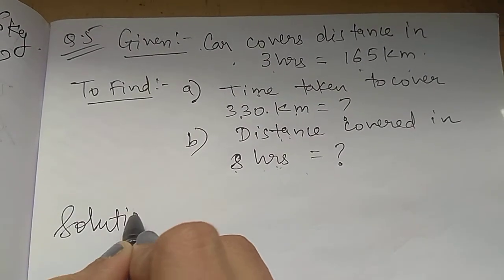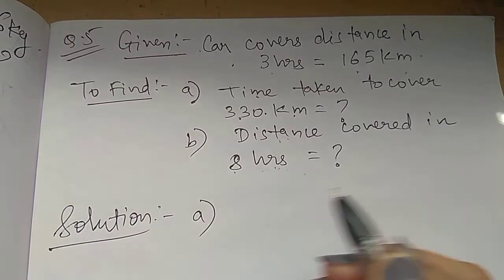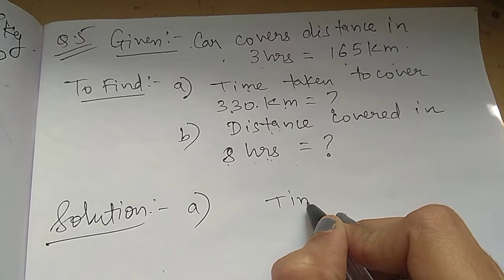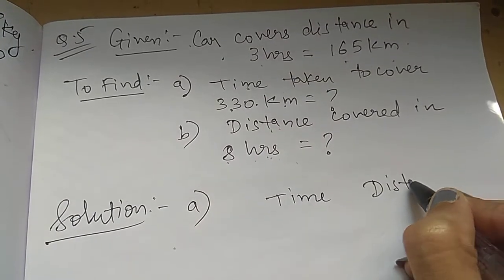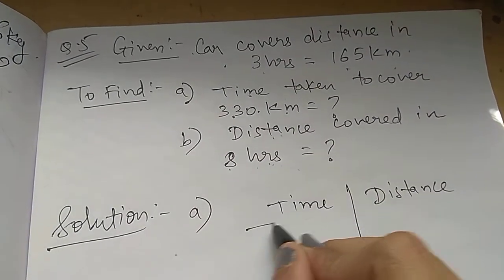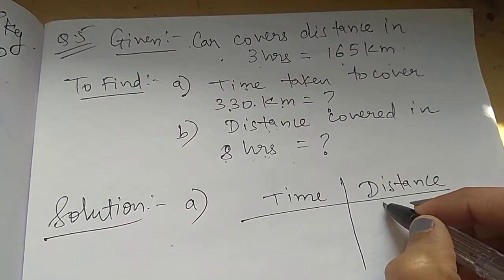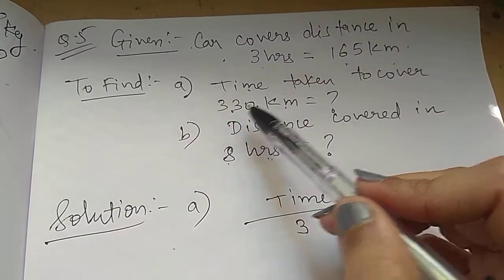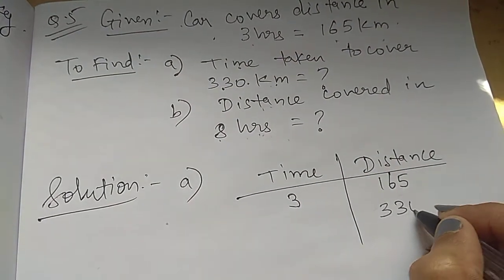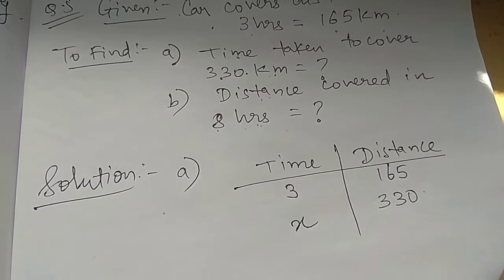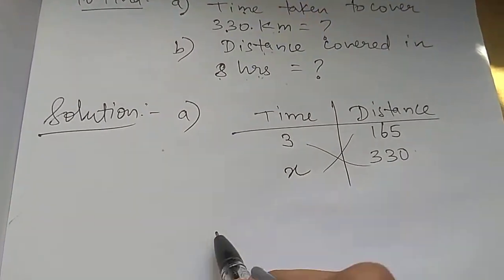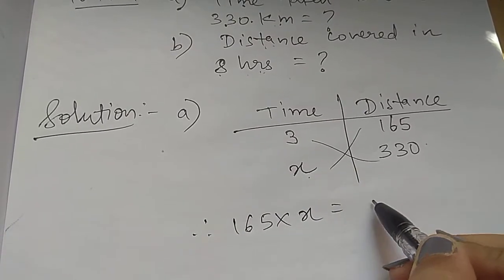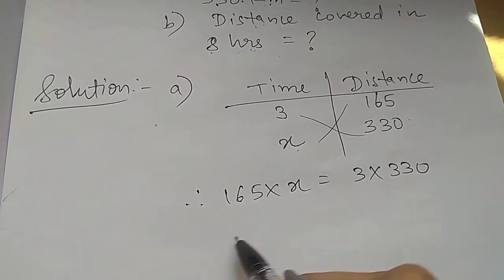So solution, in solution also we'll start with A. Now A, again the aspects are same, time and distance. So what is given? 165 kilometer is the distance. In how much time? 3 hours. So 330 kilometers in how much time? X. Cross multiplication. 165 into x equal to 3 into 330.